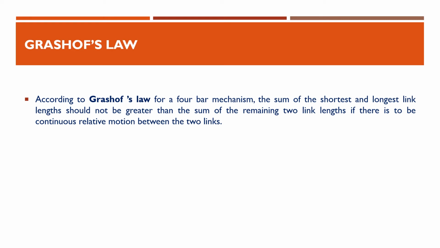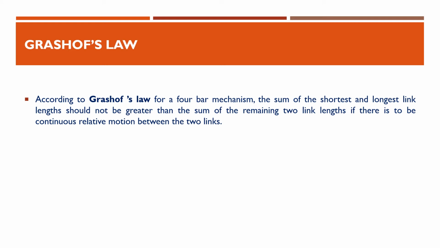Now let's come to one of the important things regarding the 4-bar mechanism. One of the important laws regarding the 4-bar mechanism is Grashof's law. So Grashof's law states that the sum of the shortest and longest link lengths should not be greater than the sum of the remaining 2 lengths if there is to be continuous relative motion between the 2 links.